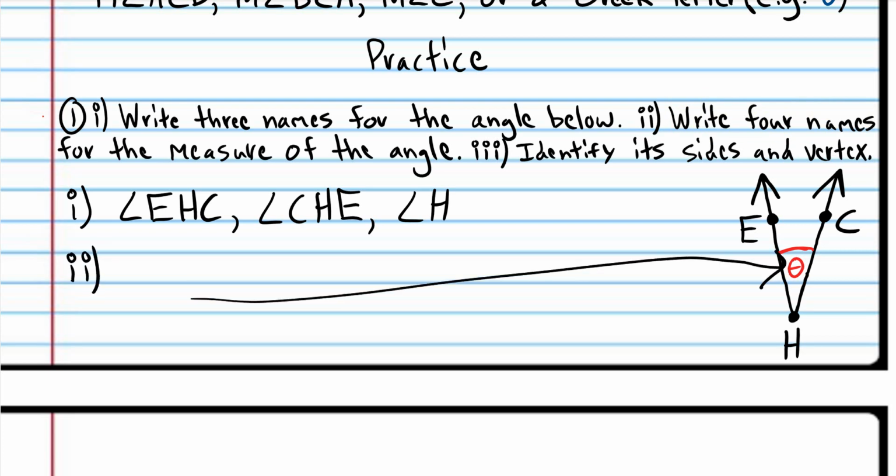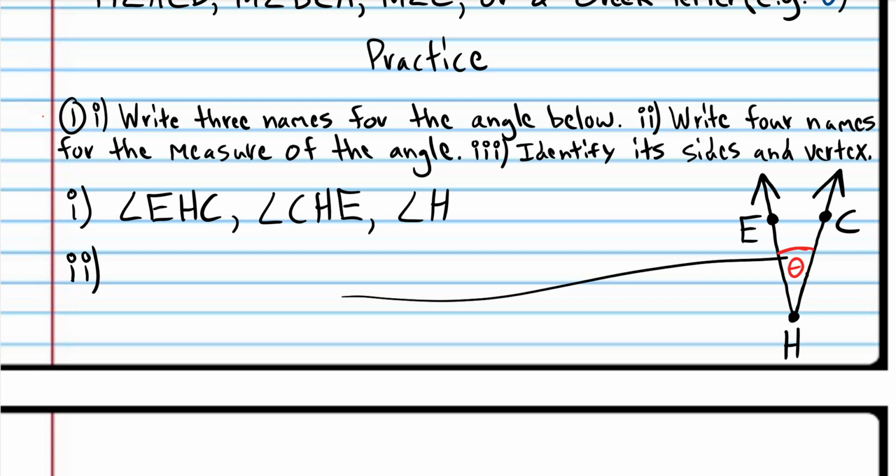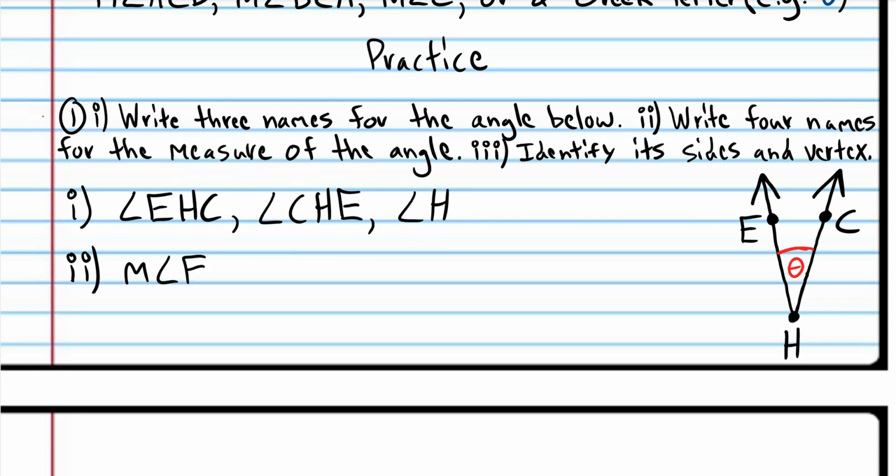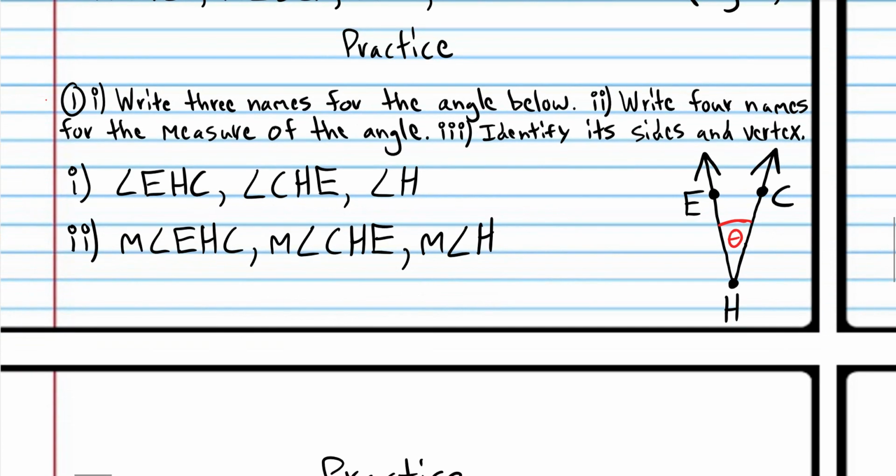And this number would probably be around, I don't know, maybe 28 degrees, it looks like that angle is. We can write the same notation here, but we're just going to write M in front, which means measure of angle EHC. Measure of angle CHE. Measure of angle H. So these represent the actual number, whatever it is. It looks like about 20 degrees. And we can also write a Greek letter. And we already have this Greek letter here, so we can write theta. But again, sometimes you'll see alpha, sometimes you'll see beta. Don't worry about remembering those now.